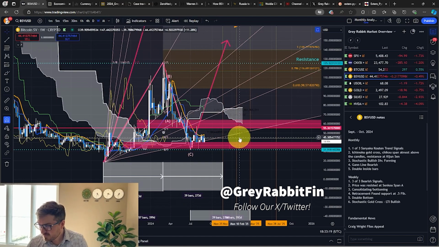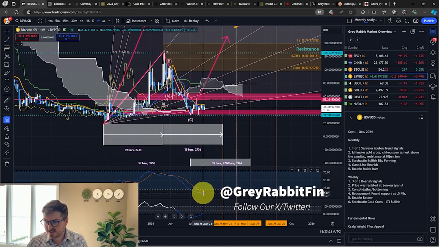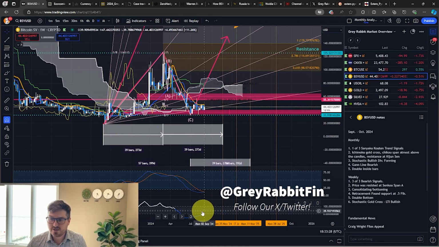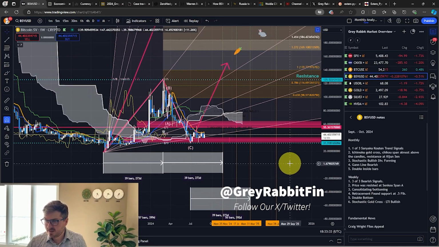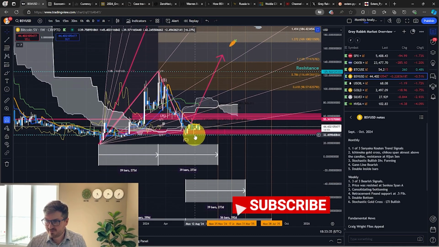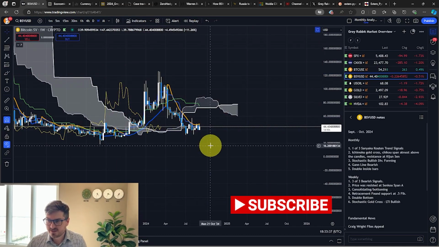Now, on the stochastic, we're about to get a gold cross. On the LTI, we're about to get bullish, this to turn white and become bullish. So we have some positive things happening too. It looks like we do have a double bottom here as well, if you look at these candles.